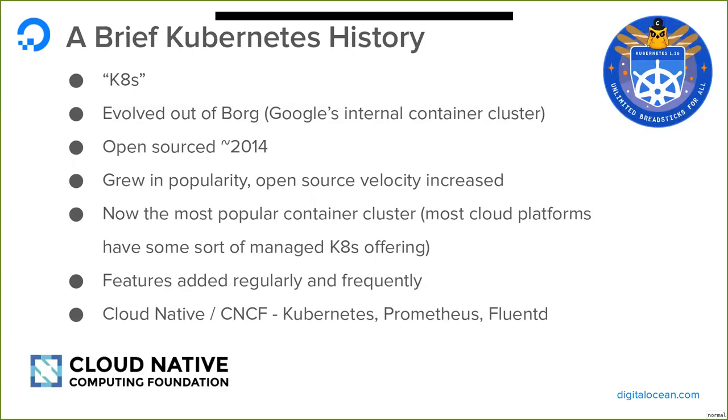So for Kubernetes, I'll just give a brief overview of its history. It's often abbreviated as K8s, and the 8 is just a play on the number of letters between the K and the S here. So you have 1, 2, 3, 4, 5, 6, 7, 8.